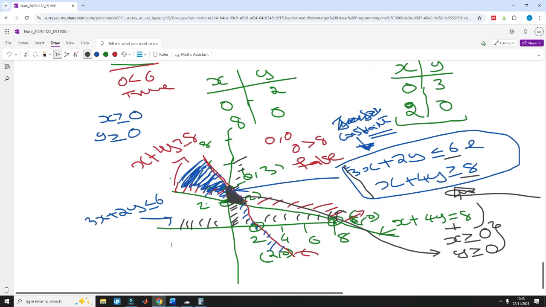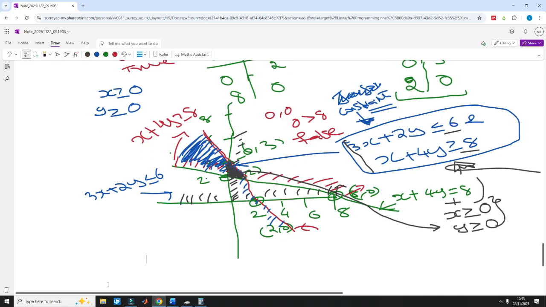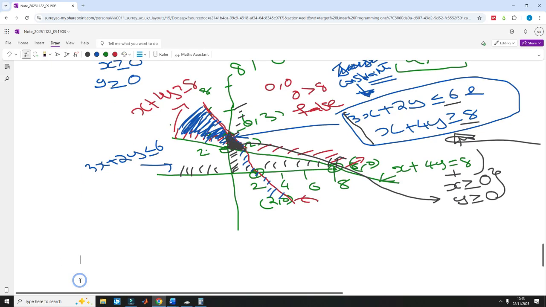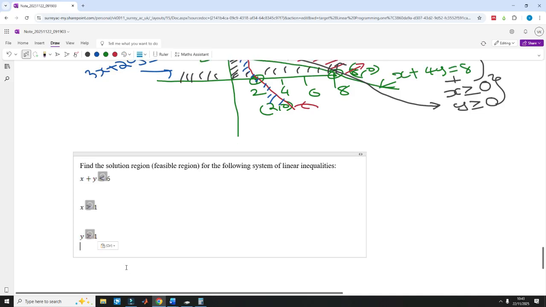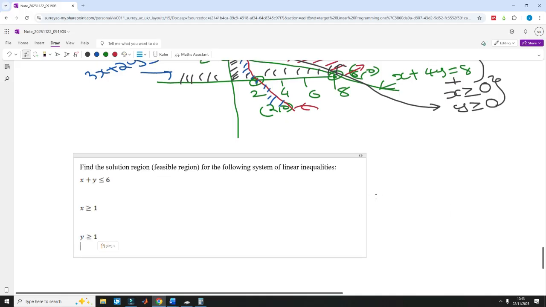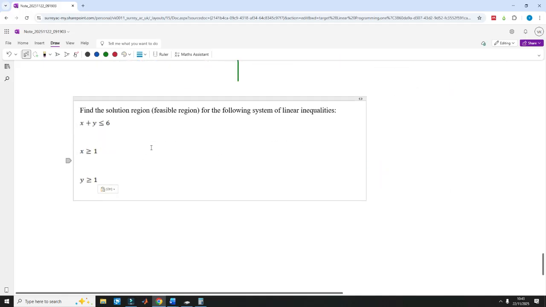So I'm going to solve a few more problems. This will be good for you to practice. Let me do this one, another easy problem. We are trying to learn this LPP problem by dealing with some really easy expressions. Now find the solution, or for the moment we can call it the feasible region, for the following system of linear inequalities.